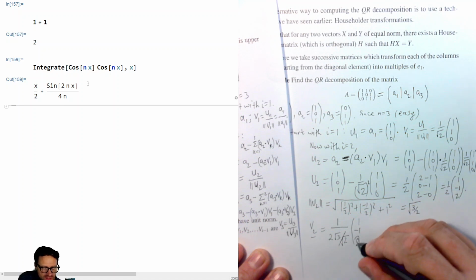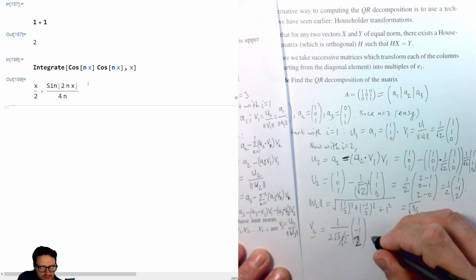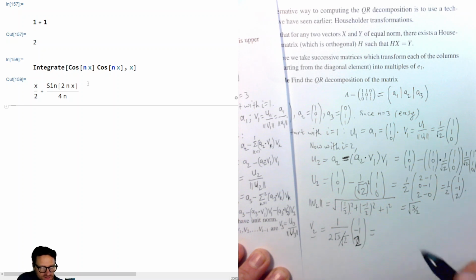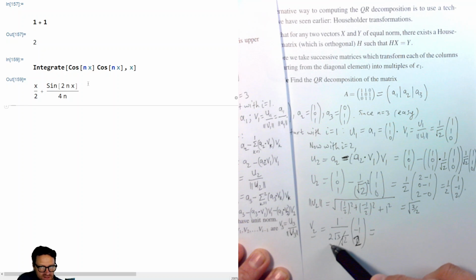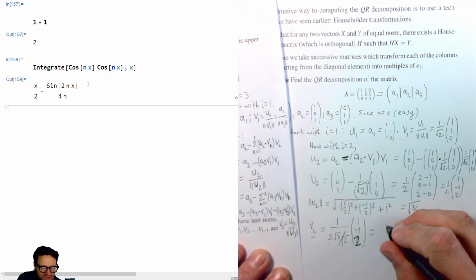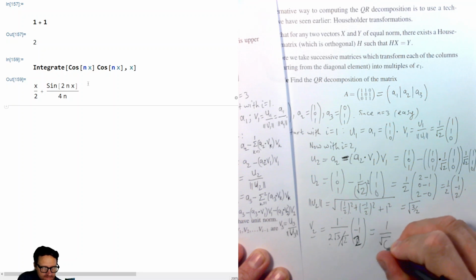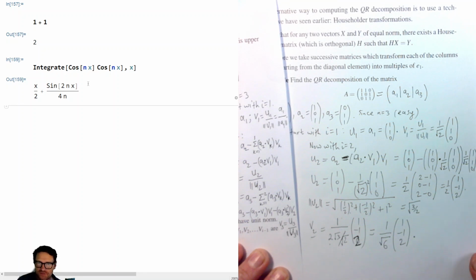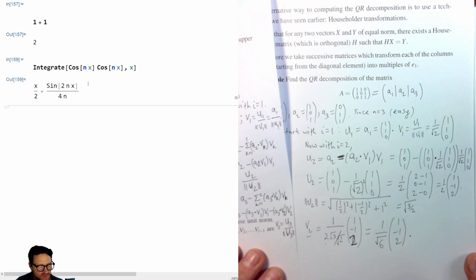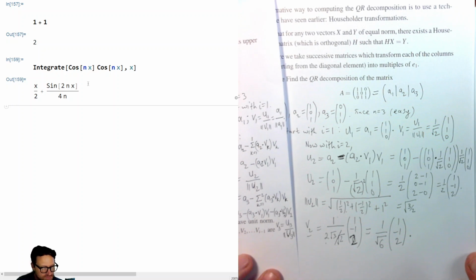Oops, that's a 2, isn't it? Yes. Okay, and so I put this on the top, and then I cancel a root 2 that's in this 2. And so what we will get then is 1 on root 6, 1 minus 1, 2. And this is V2. So far we have the first 2 columns of the orthogonal matrix Q.